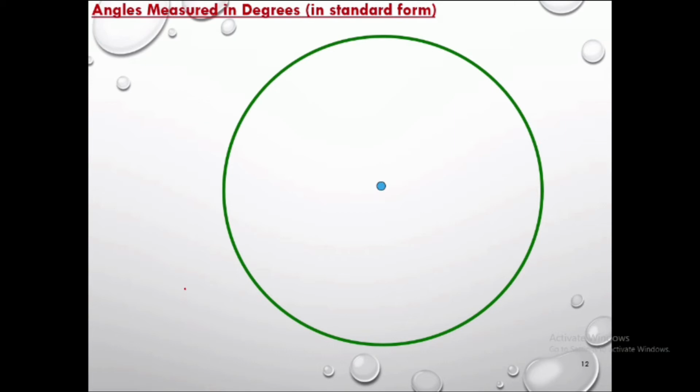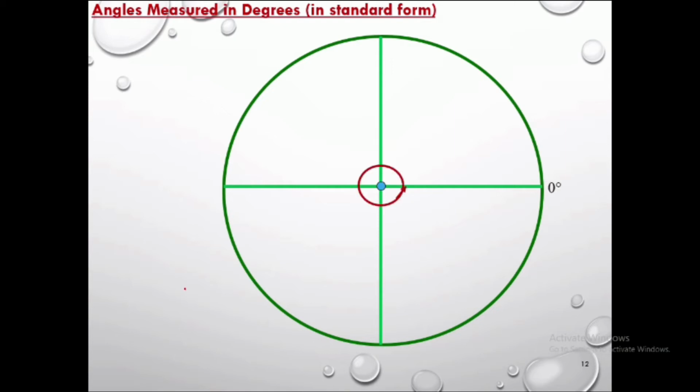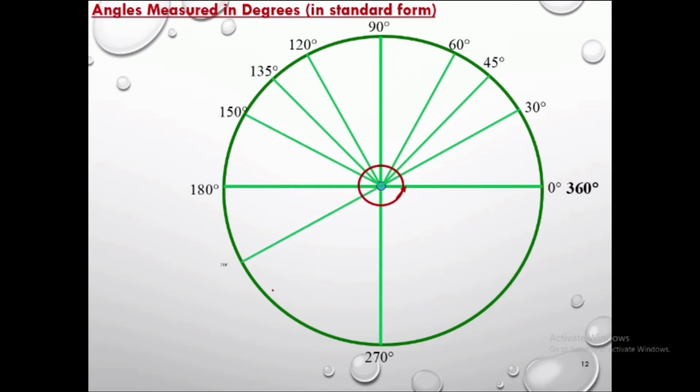Angles measured in degrees in standard form. The vertical and horizontal lines divide the circle into 4 quarters. One full rotation is 360 degrees. Each quarter rotation is 90 degrees. In this figure, the terminal side rotates counterclockwise and the angles are positive. So ito po yung angles in degrees in standard form.